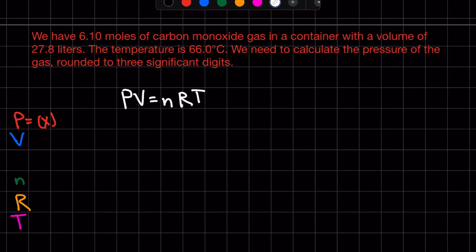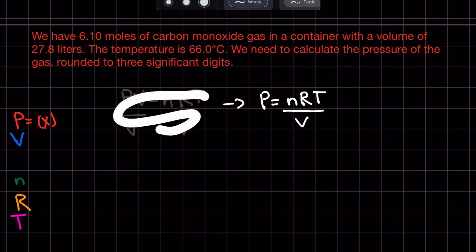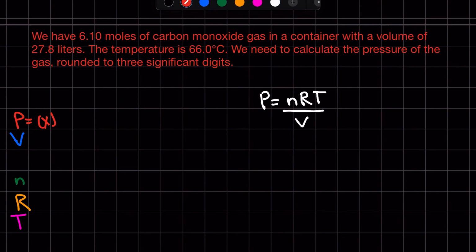So we have PV equals nRT, and we can just divide each side by V, and that's going to give us P is equal to nRT over V. So that's our new equation, and we can go ahead and grab all of our variables and solve for each one. nRT. So it gives us our n, and that's 6.10 moles. And then it also gives us our volume, which is 27.8 liters. Be sure to include the unit.